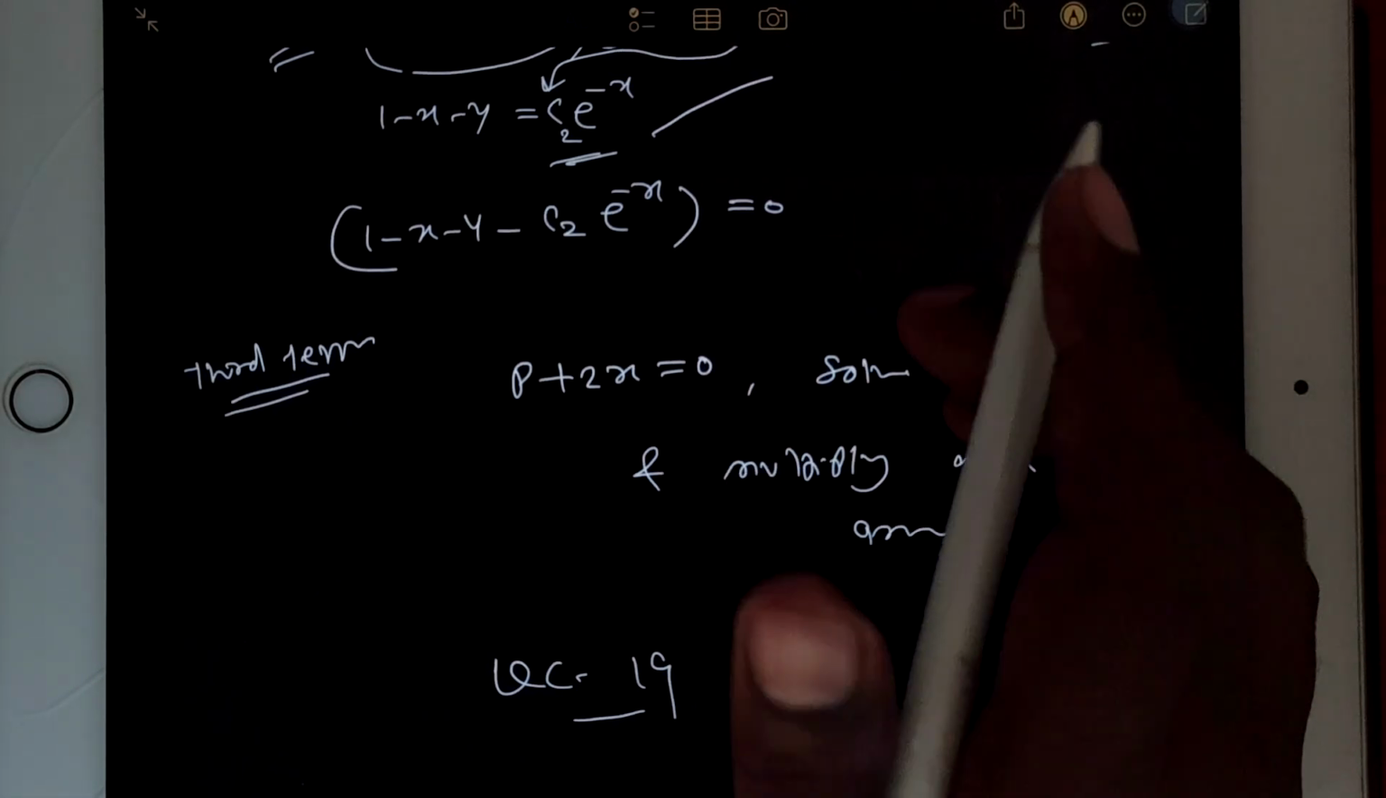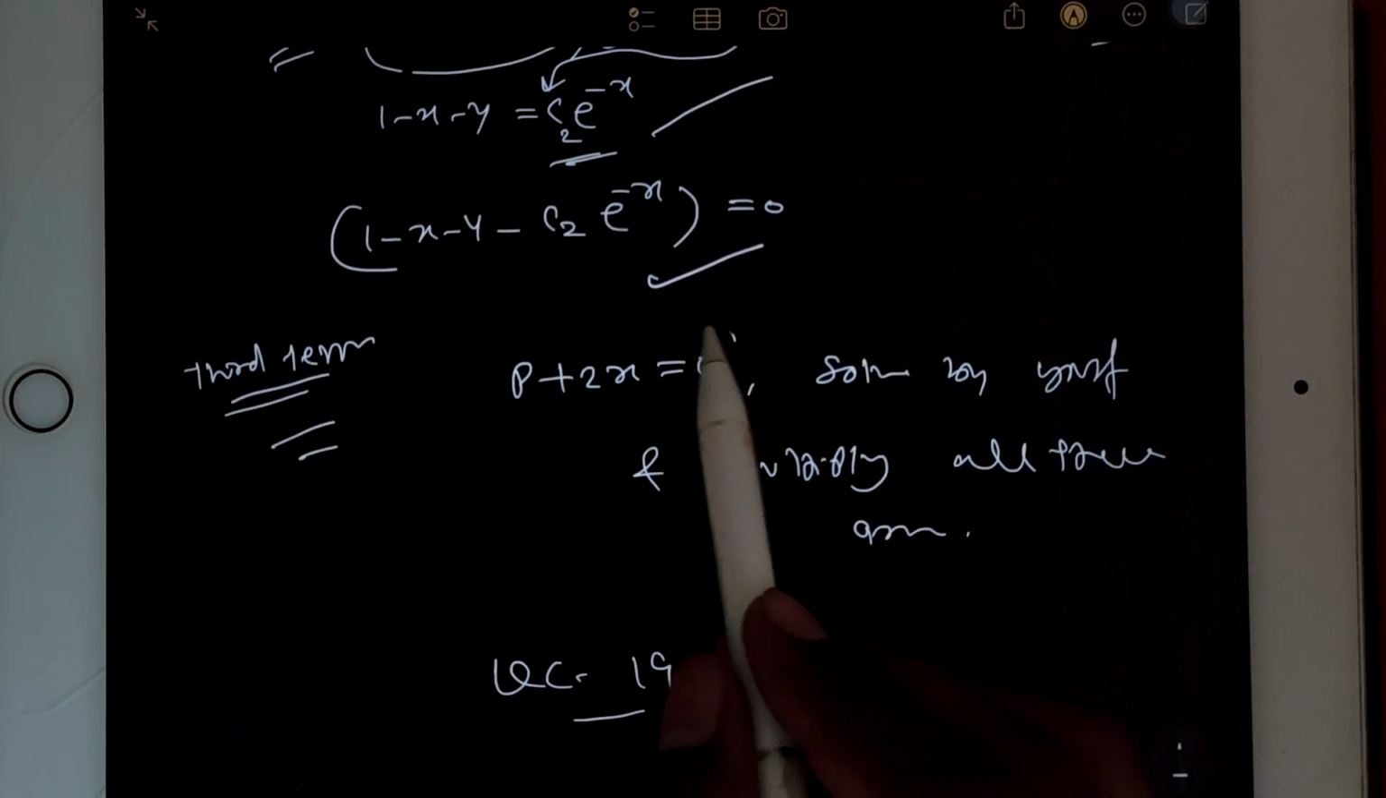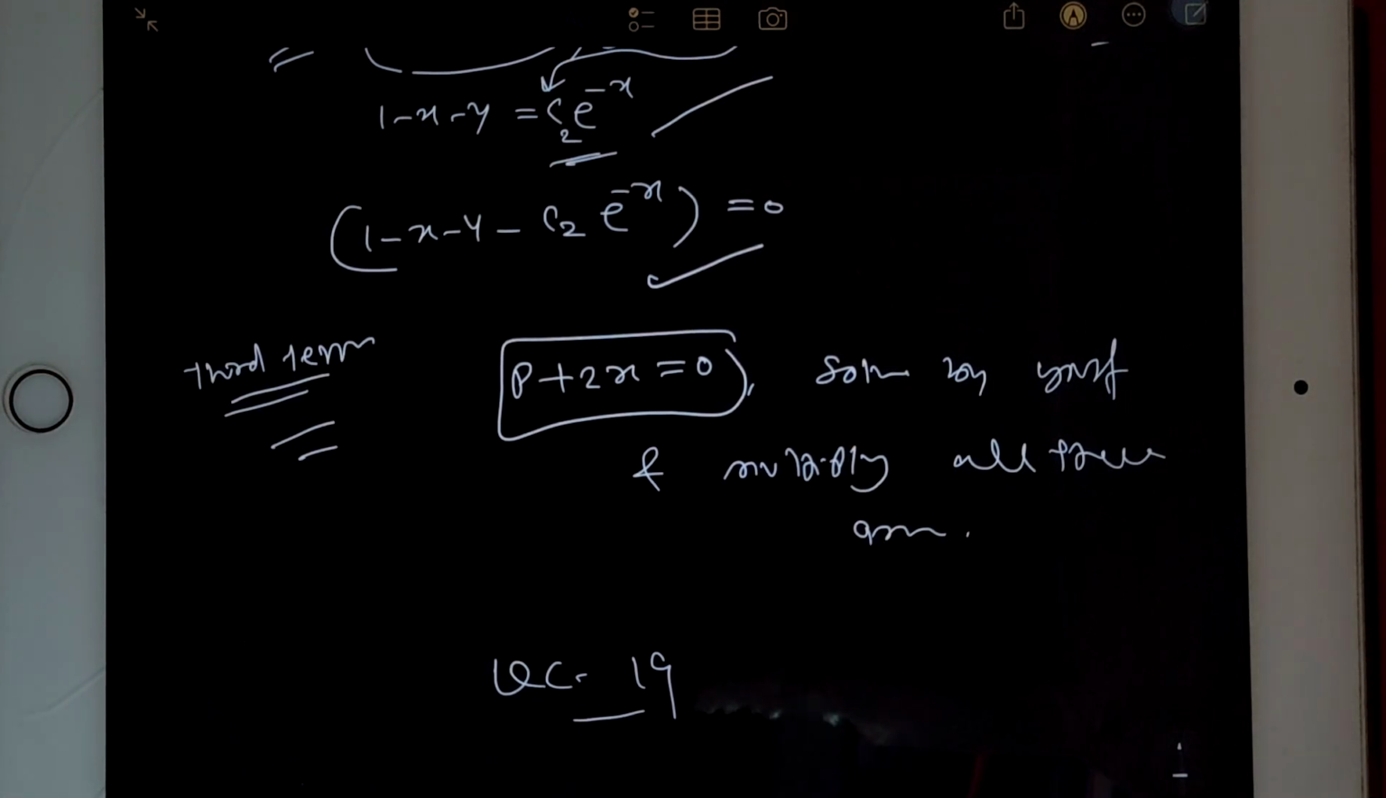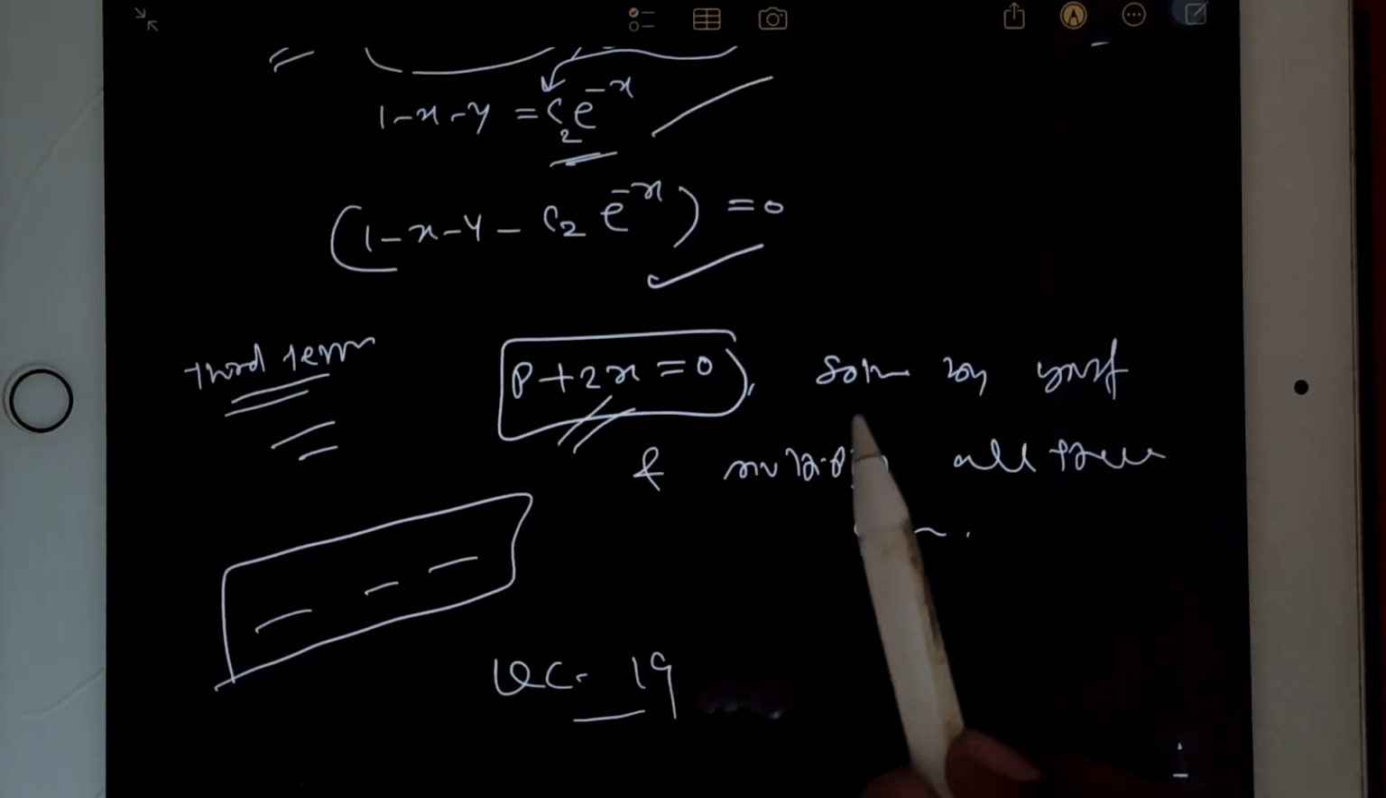So be careful. And you got the second bracket, and the third term is very easy. So the third term you can solve by yourself. Okay. Now once you got all the three answers, then you will multiply all three answers. So this you can solve by yourself.